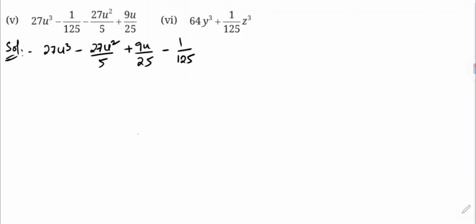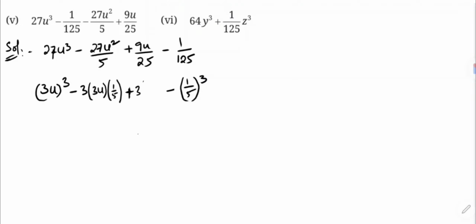So here, according to the identity, we will change it. 3 cube is 27, so 3u whole cube, and here we can write 1 by 5 whole cube. Next one is 3a square b. So 3a square is 3u, b is 1 by 5. Next plus 3ab square. So 3ab square is 1 by 5 whole square.